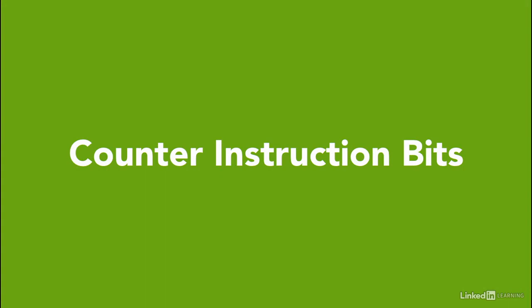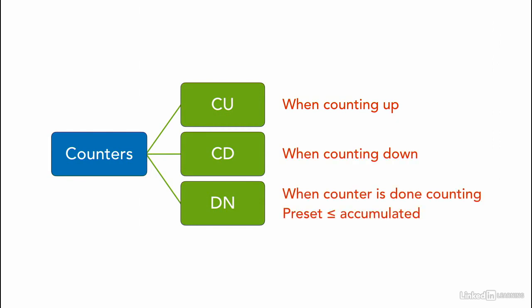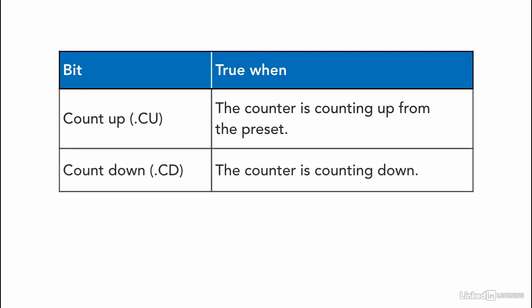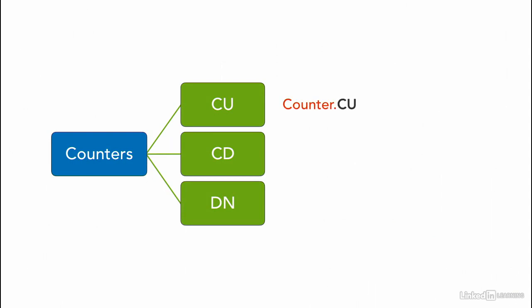Counters in a PLC come with bits that are associated with them. Each bit is activated for a certain task: CU when the counter is counting up, CD when the counter is counting down, and the done bit when the counter is done counting, meaning the accumulated value is equal to or greater than the preset value. The way to use the bits is by using the name of the counter and then selecting the specific bit attached to it.